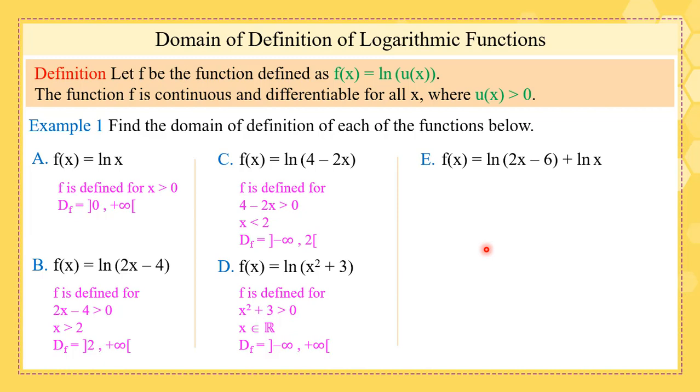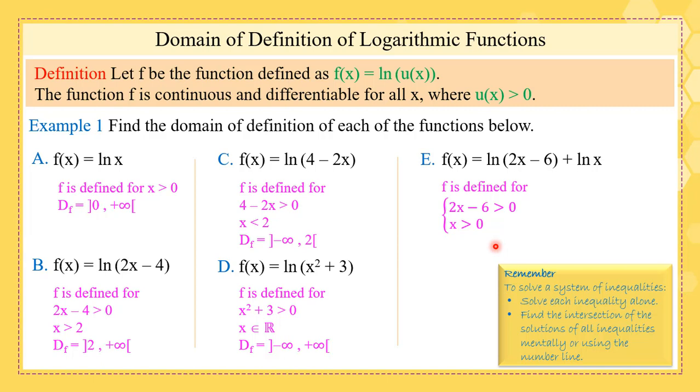And finally, f of x is ln of 2x minus 6 plus ln x. In this case, pay attention, we have two conditions at the same time. So we have to say that f is defined for 2x minus 6 greater than 0 and x greater than 0. So here we have two inequalities simultaneously. Remember, to solve such a system of inequalities, we solve each inequality alone and then we find the intersection of the solutions either mentally or using the number line.